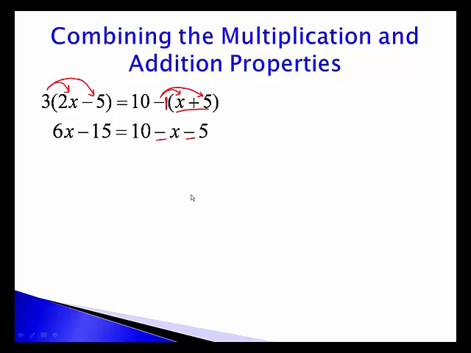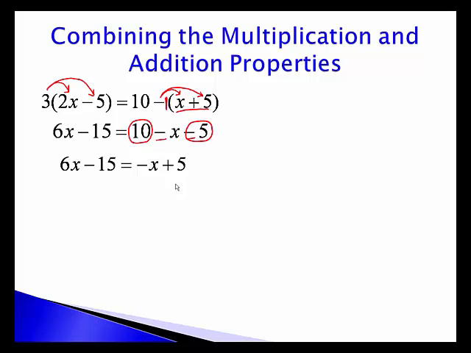Next, we would like to look at each side of the equation and see if there are any like terms we can combine. So let's look at this side first. I see 6x minus 15, and there are no like terms there. Let me go to the other side. Over here I have a 10 and I have a minus 5. I'm combining those, so let's go ahead and do that. I will get 6x minus 15 is equal to -x plus 5.